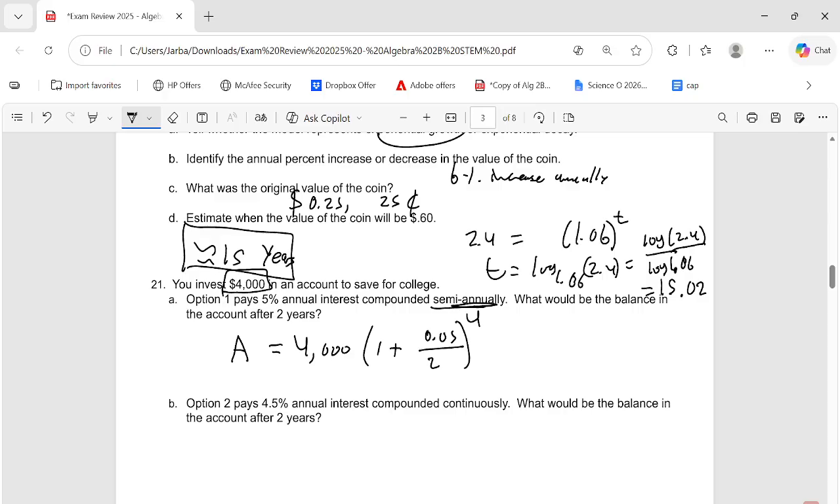Okay, so if I evaluate what's under here, 1 plus 0.05 over 2, I get 1.025 to the fourth. If I raise this to the fourth and multiply by 4,000, I get, remember you have to have the correct units, which is dollars, $4,415.25.